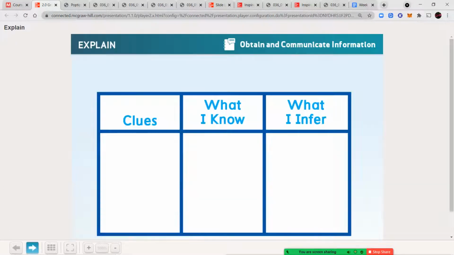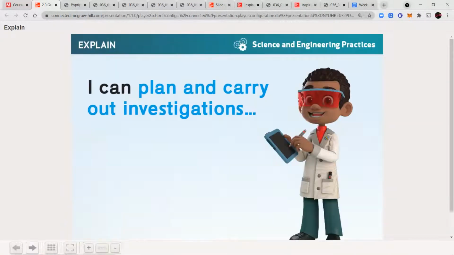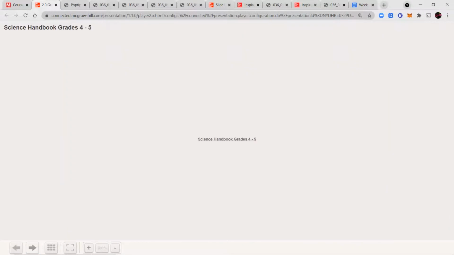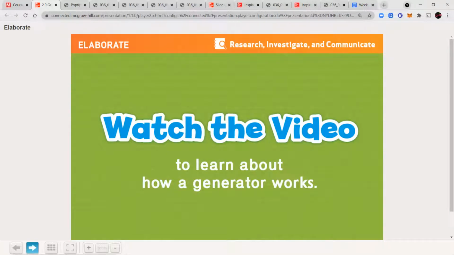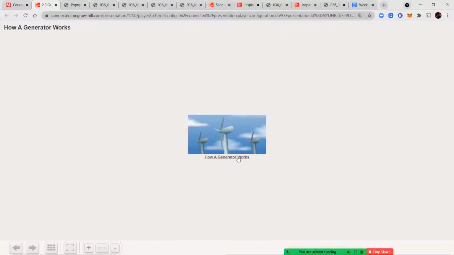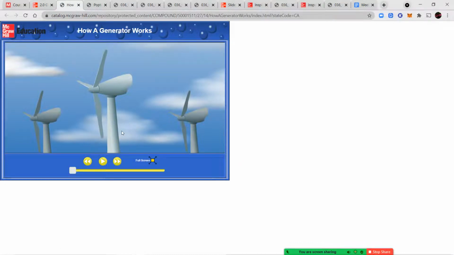All right, let's head over to that section. And we're going to find out how a generator works.